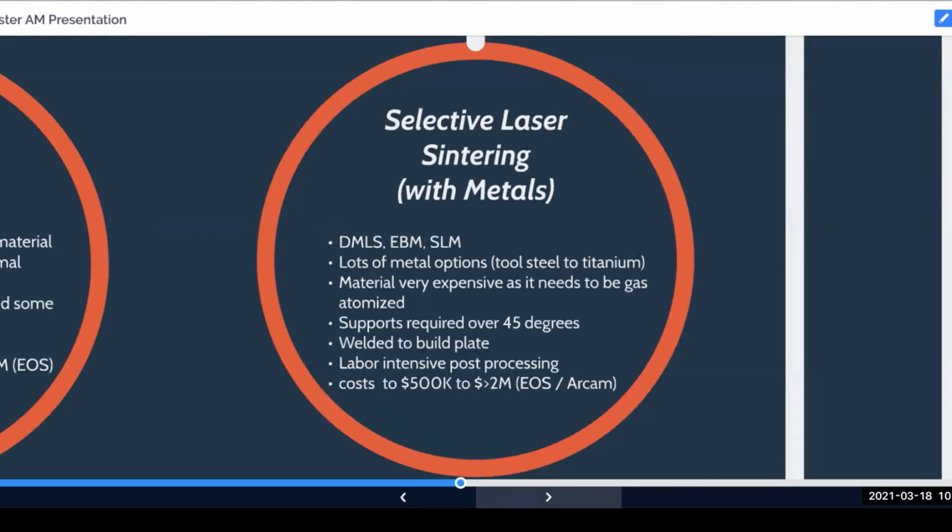Again, we can do it with metals. The process looks the same. The laser's a little bit different. Anything from tool steel to titanium. We're doing a lot of research with this, with new materials at Lehigh with our printer.